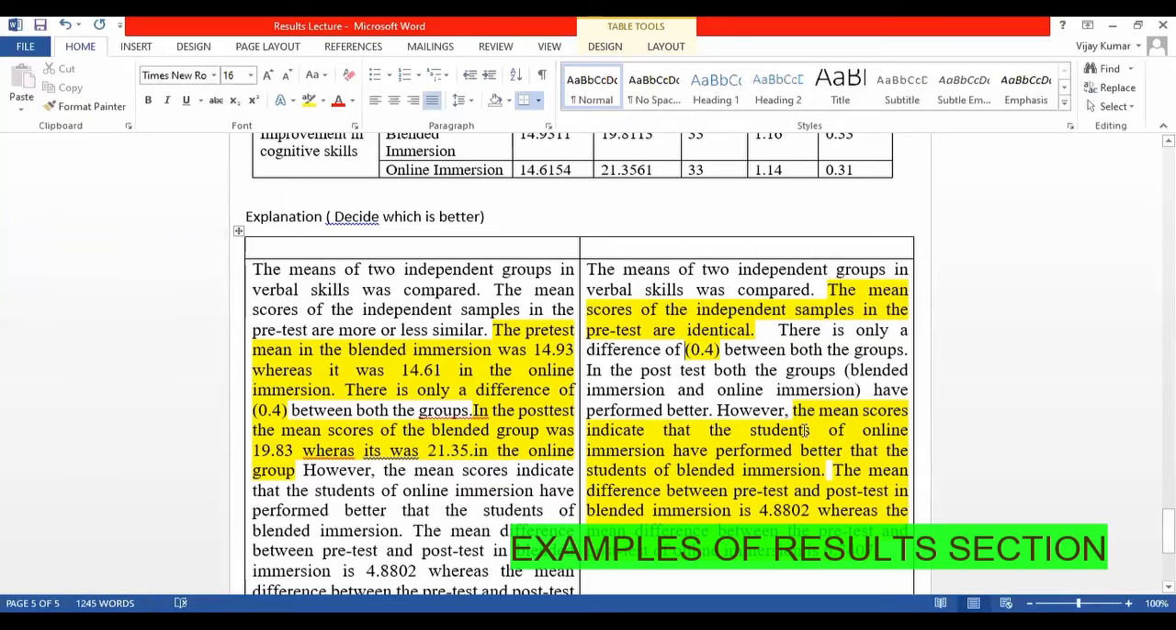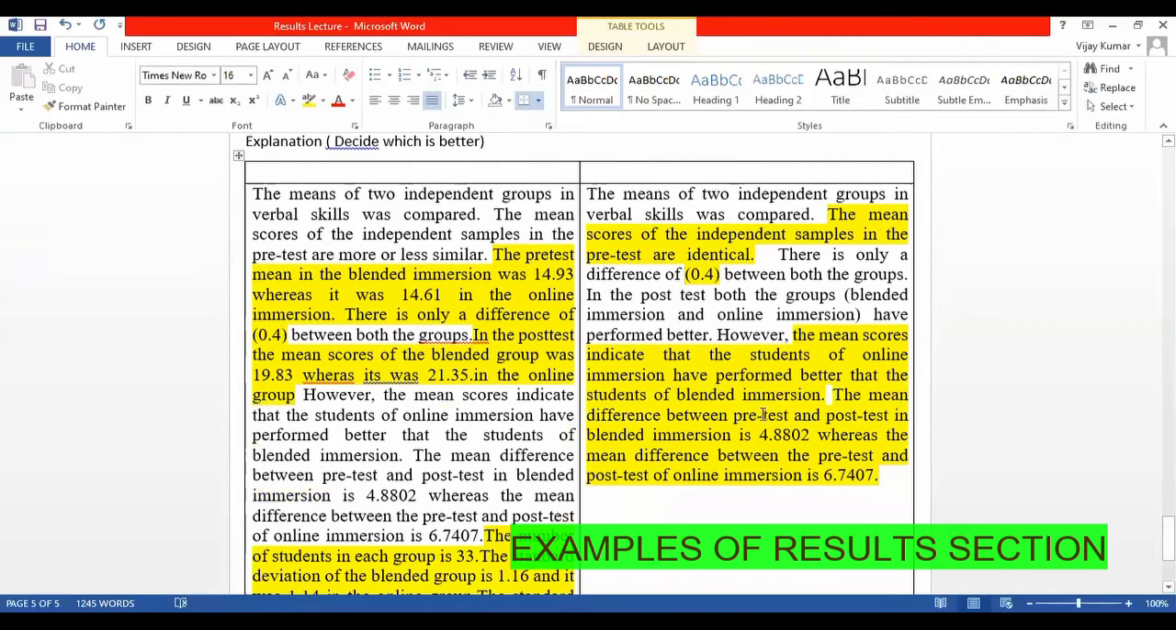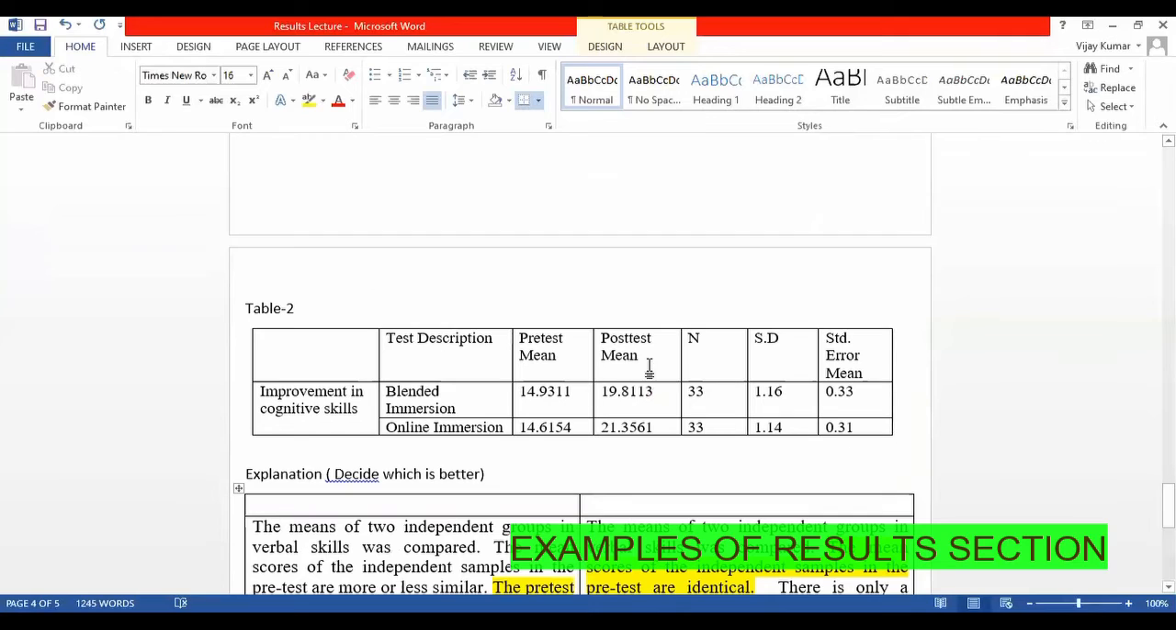The mean scores indicate that the students of online immersion have performed better. And again, I'm just coming to the pretest and the post-test mean. I'm not explaining the mean here, but what I am saying is the mean difference between the pretest and post-test in blended immersion is 4.8, whereas the mean difference in online immersion is 6.7. So I am giving you some important values or differences that are not found in the table. So only some important values and inferences are drawn here.